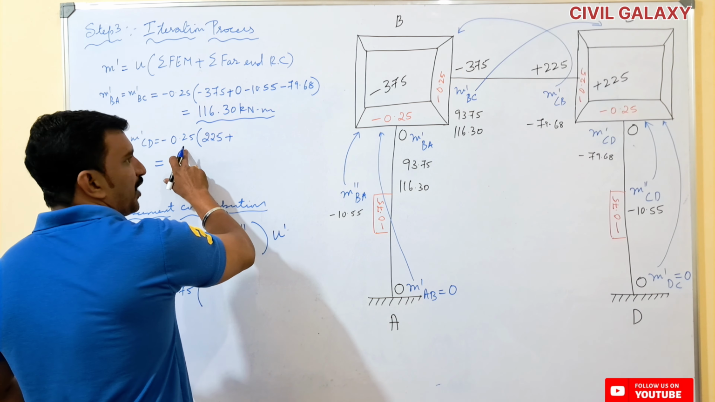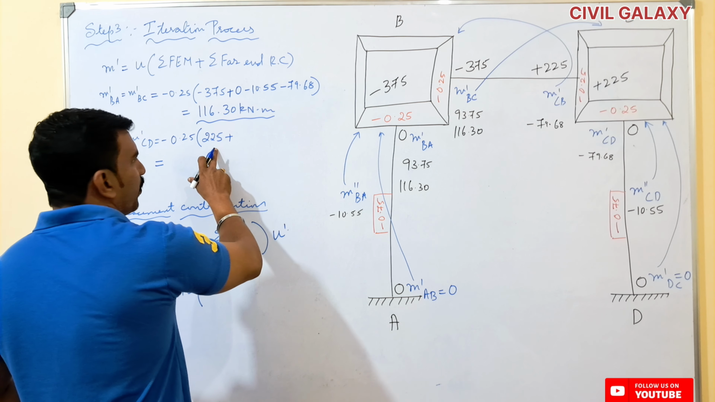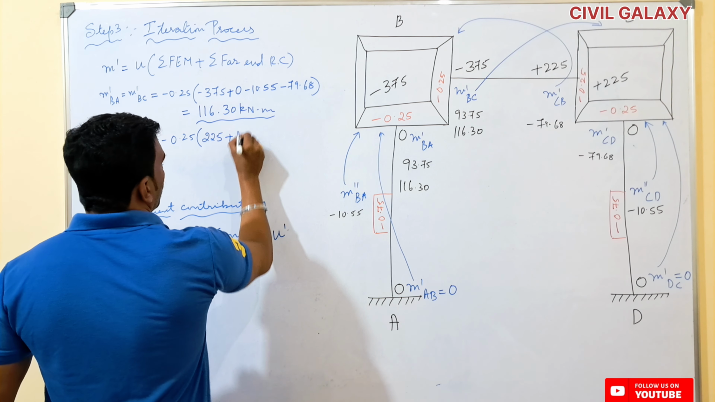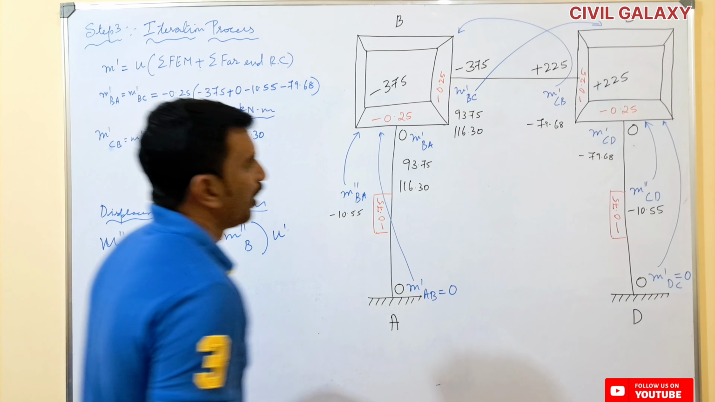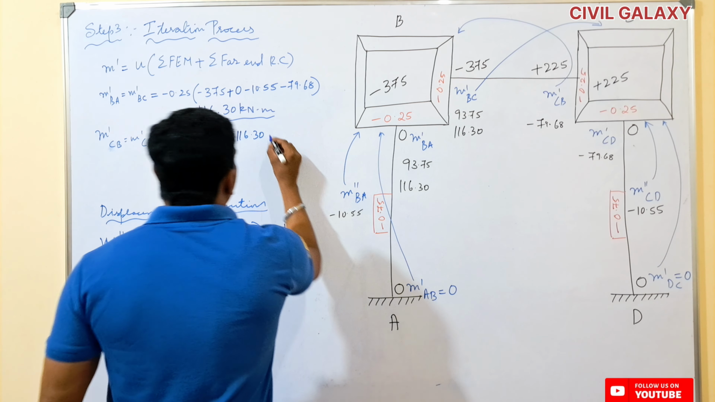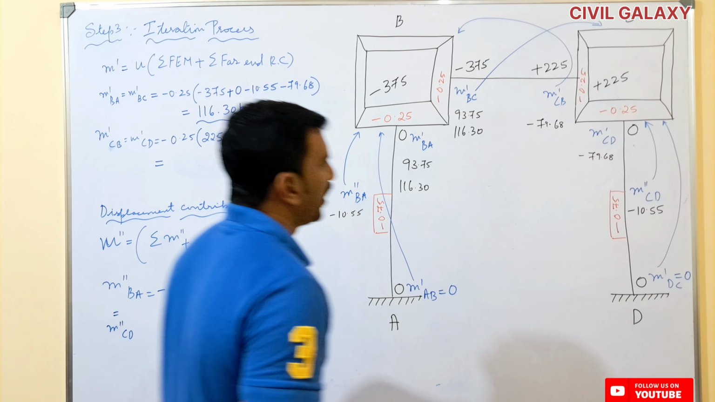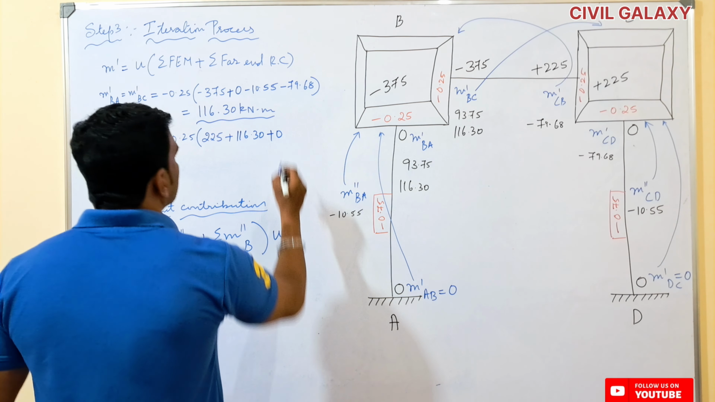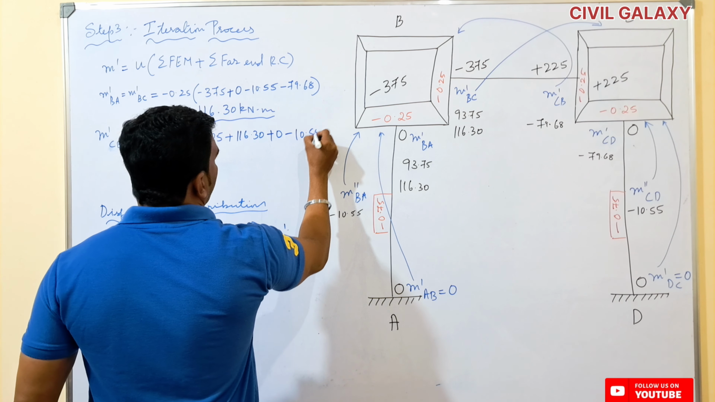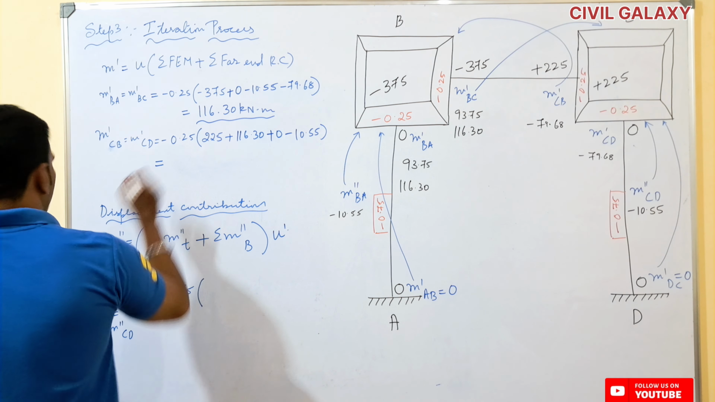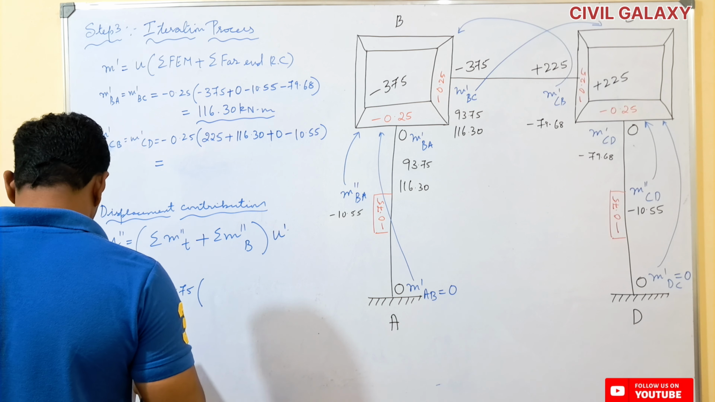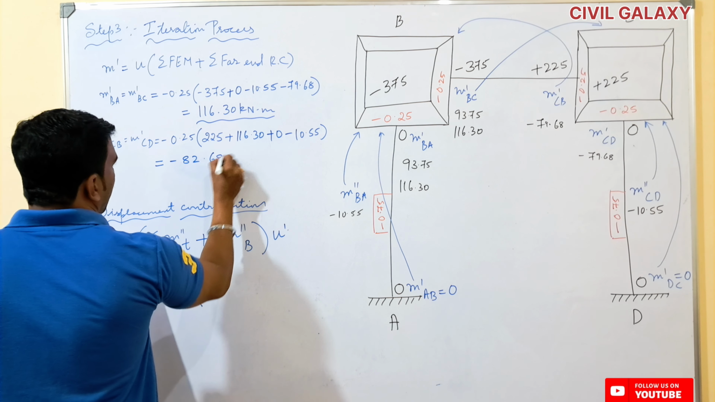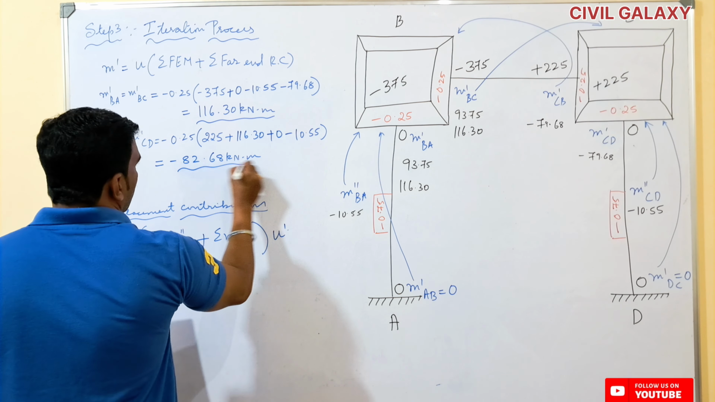here the rotation factor is minus 0.25. The summation of fixed end moment is 225. Now the far end rotation contribution here is how much? We have got a new value 116.30, and here about point D to C it is 0, but about a value of m double dash CD we are getting a value of minus 10.55, a new value. So now this value will be equal to minus 82.68 kilonewton meter. So this is the answer, this is the value.